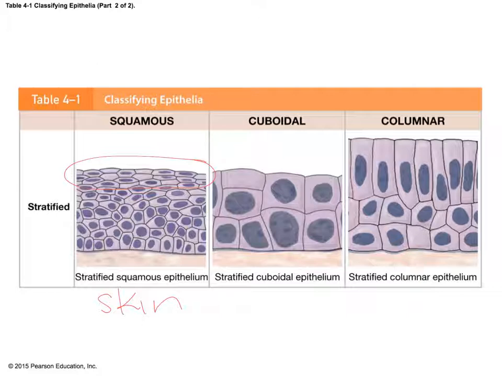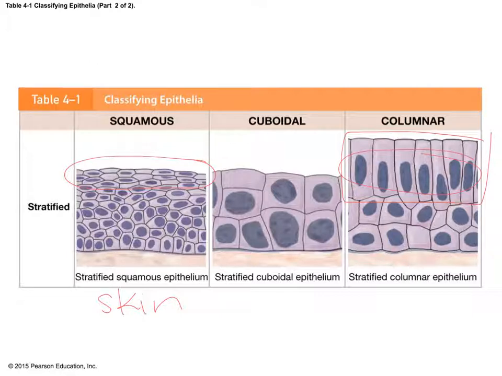Cuboidal, if it's two or more layers, it's considered stratified. A lot of times it won't be more than 2 or 3 layers for stratified cuboidal. And columnar, notice how the bottom looks cuboidal. We're still looking at the top layer of cells. Those are columnar shaped. And also look how the nuclei are lined up with columnar.